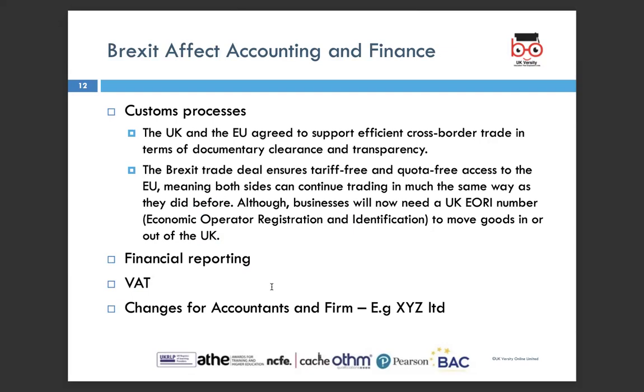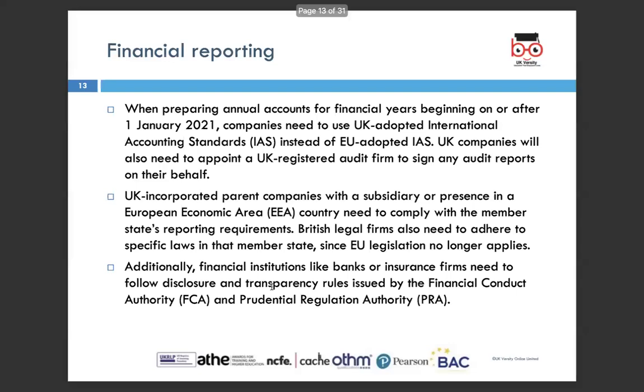The UK and EU both agreed to support efficient cross-border trade in terms of documentary clearance and transparency. The Brexit trade deal ensures tariff-free and quota-free access to the EU, meaning both sides can continue trading in much the same way as they did before. Businesses will now need a UK EORI number, economic operators registration and identification, to move goods in or out of the UK. So financial reporting, VAT, changes to accounting and finance.